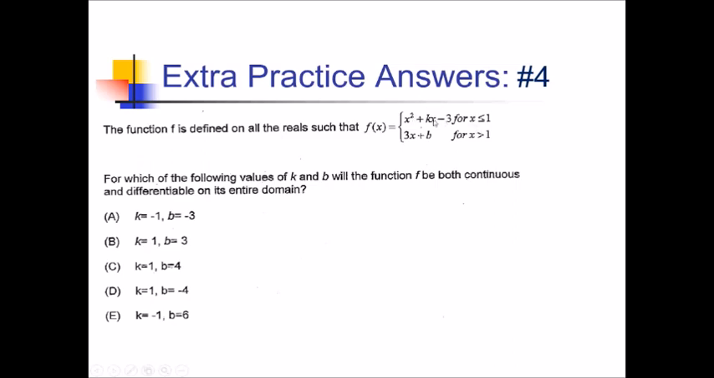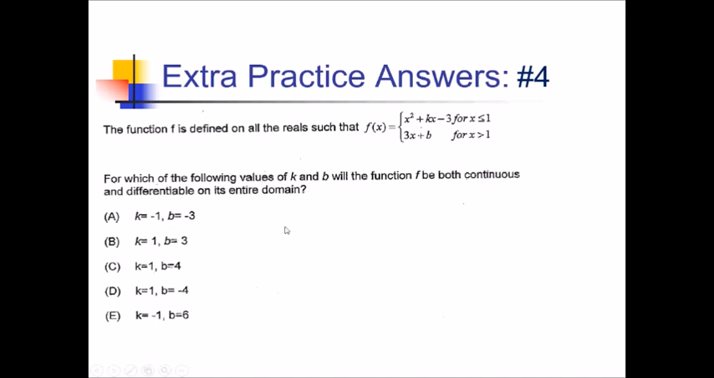So the first rule is a polynomial, so it's continuous everywhere and differentiable everywhere. Same thing with the second rule, so we actually don't have to worry about anything other than the border value. All right, well, let's basically pretend we're testing for continuity. We're going to end up with some equations that may have k's and b's in them, and we'll use those equations to solve for k and b.